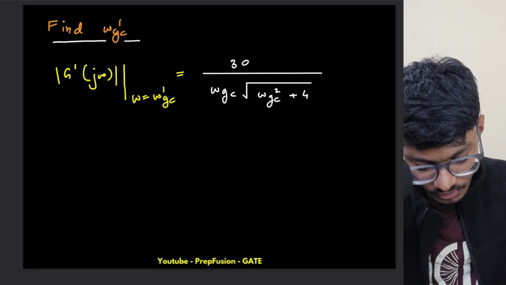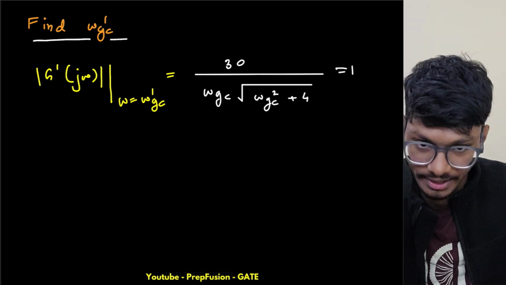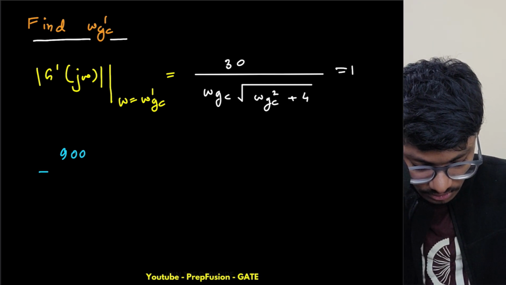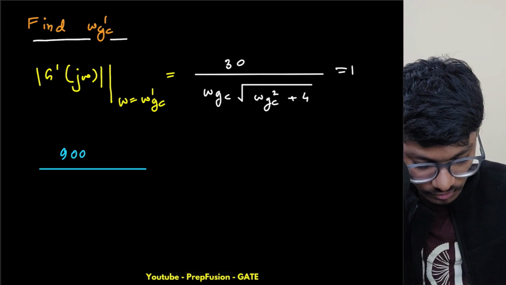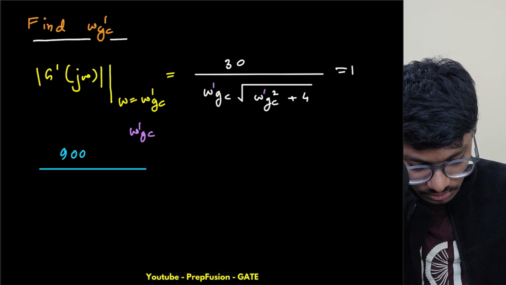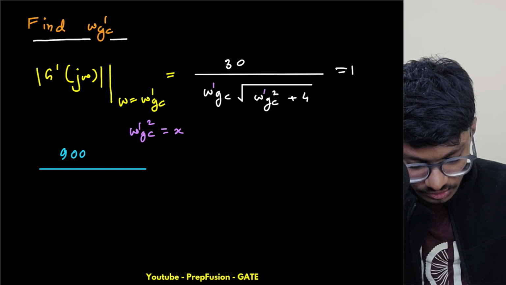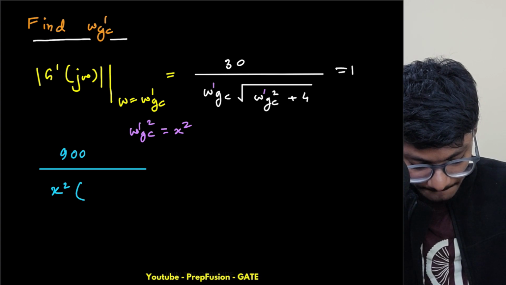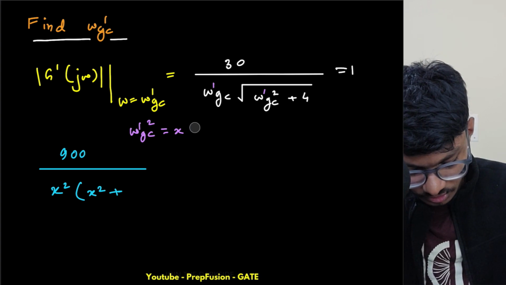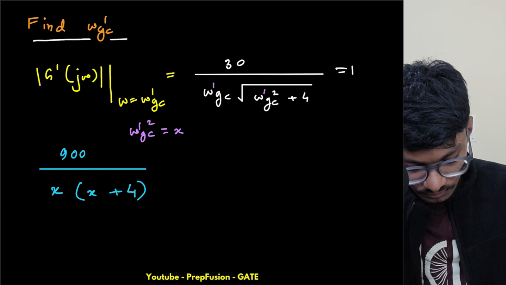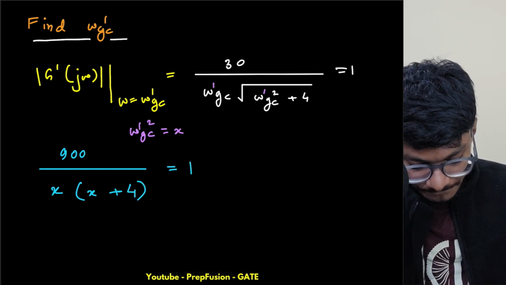So basically this is equal to 1. Again we have to assume x equals omega GC squared. So I will do the whole square, and we'll assume that omega GC dash squared equals x dash squared, or simply x squared. So this will be x squared into x, sorry, this will not be x squared, this will be x only, else it would be the same, right? x plus 4 equals 1.